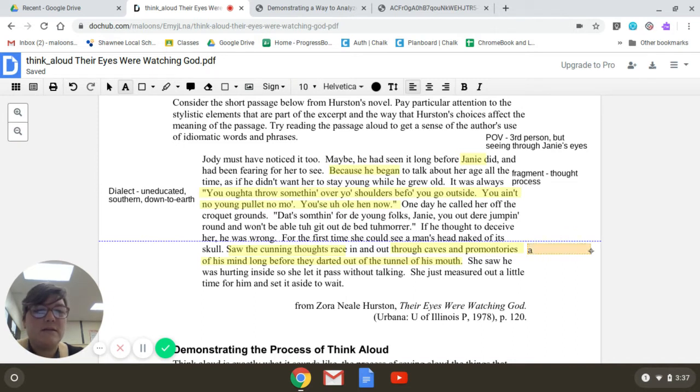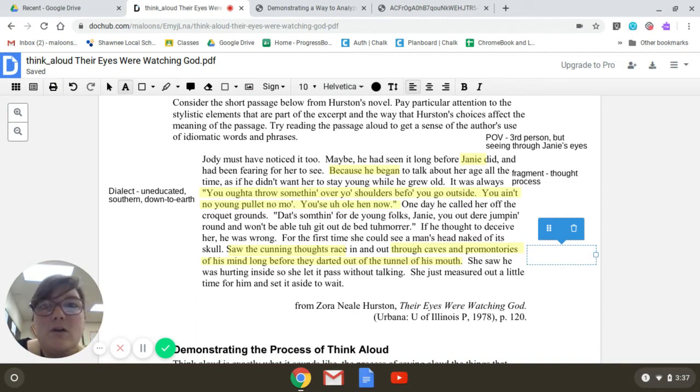But here it says, "for the first time, she could see a man's head naked of its skull." So she can see what's going on inside Jody's head, as if he didn't have a skull, as if she could just crack it open and look right in and see his thoughts. "Saw the cunning thoughts race in and out through caves and promontories of his mind long before they darted out of the tunnel of his mouth." So she's making a metaphor here, and she's comparing Jody's mind, his brain, his thoughts, to a dark cave with lots of cliffs, right? So I'm just going to write that in.